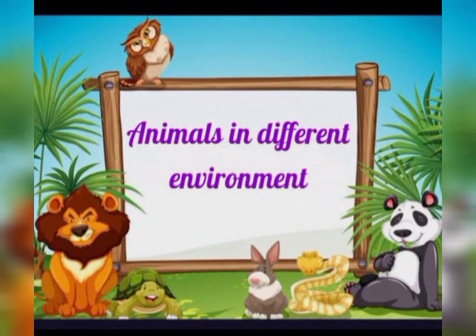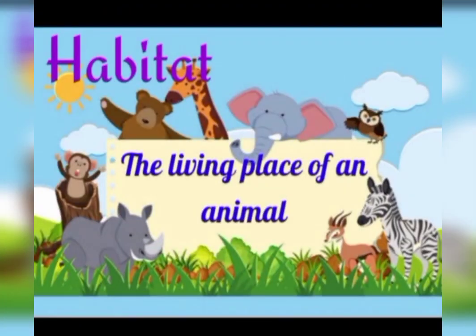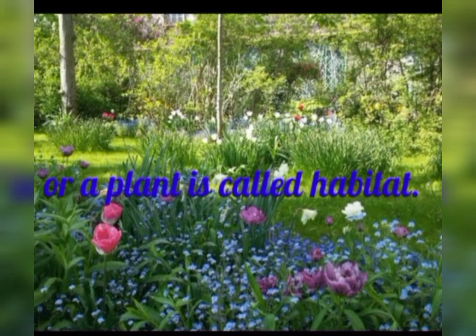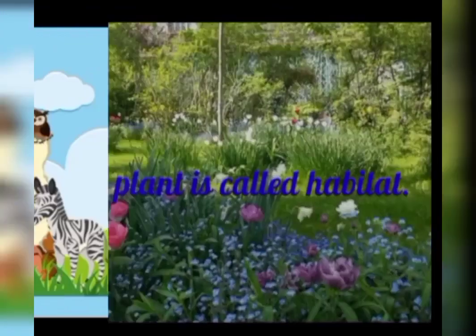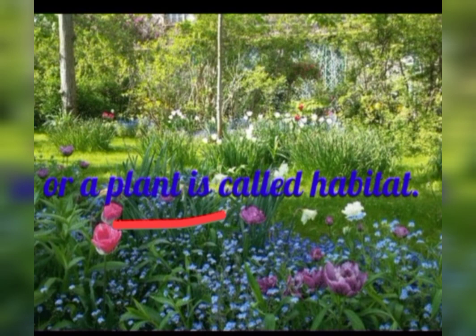First, children, where do we live? On earth. Like us, so many plants and animals also live on earth. So our earth provides a place for lakhs and lakhs of animals to live. First, habitat. What is a habitat? The living place of an animal or a plant is called a habitat.